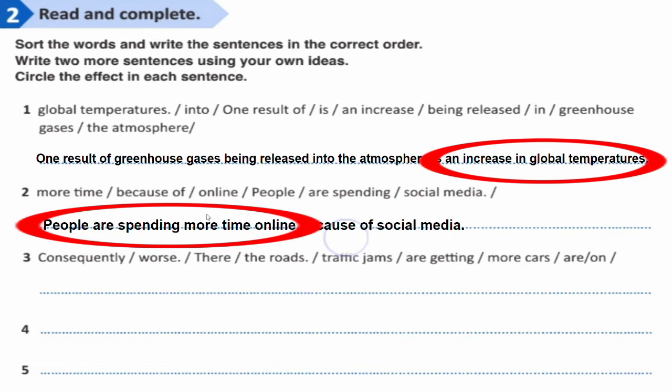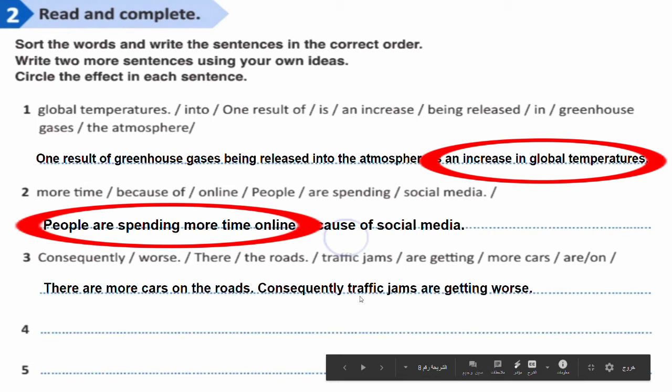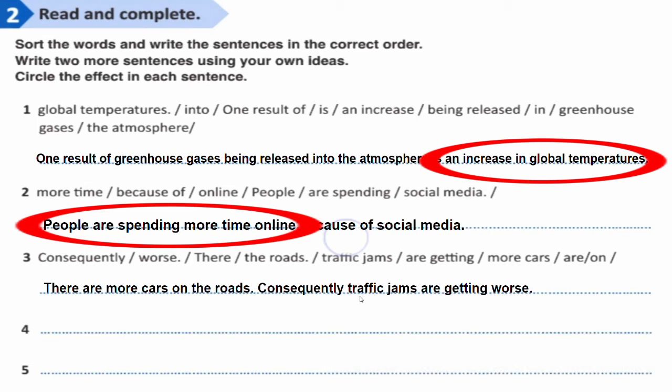And the last one, we have consequently, we have a capital letter, we have a full stop here, a full stop here. So we have 2 sentences. So pay attention to this example, and this is the correct answer. There are more cars on the roads. Consequently, traffic jams are getting worse. The effect: traffic jams are getting worse. Good.